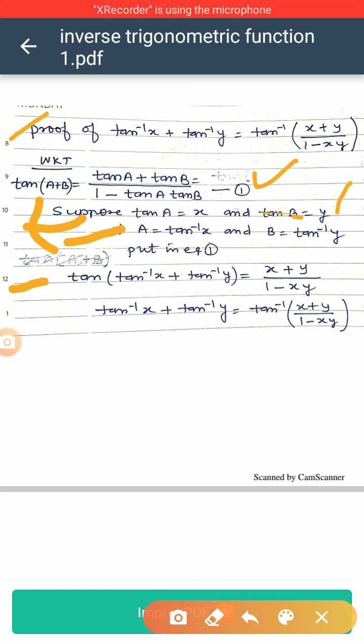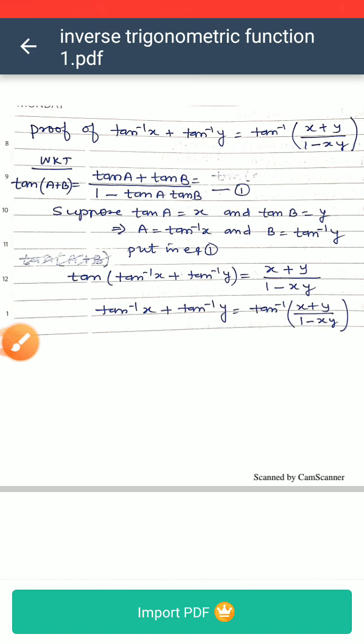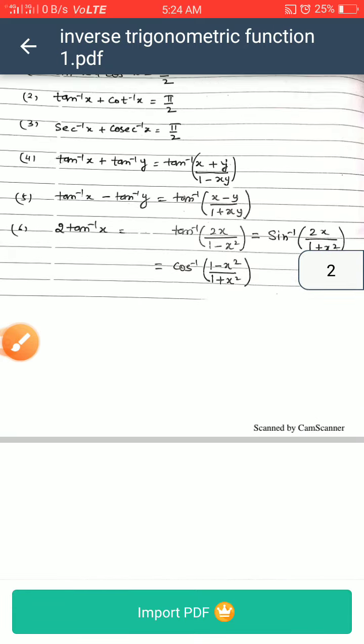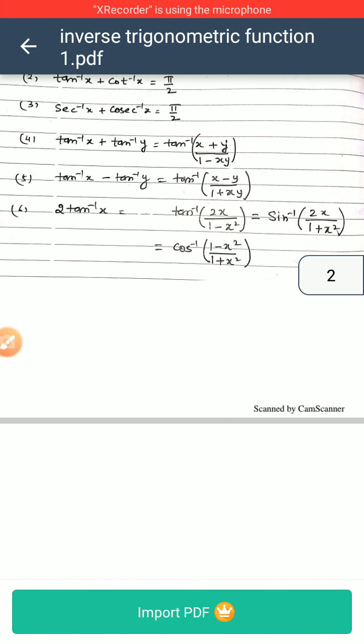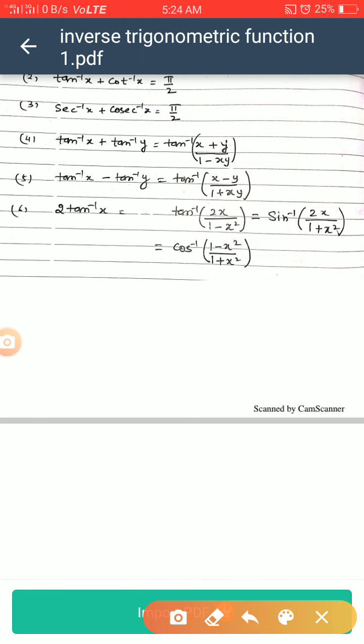So what do we get? Look here, for tan a plus b, a is tan inverse x and b is tan inverse y, equal to tan a is x and tan b is y, so you will get x plus y upon 1 minus xy. Now this tan you transfer to the right hand side. So what we get? Look here, this formula is derived. This is very simple. Same as it is, you can prove the fifth also.